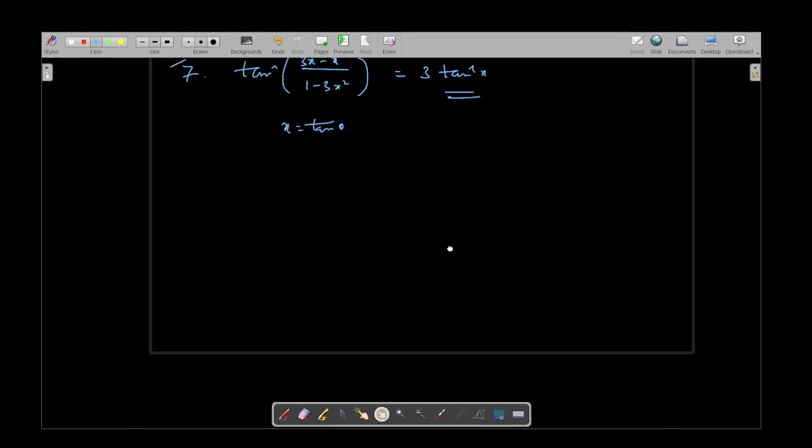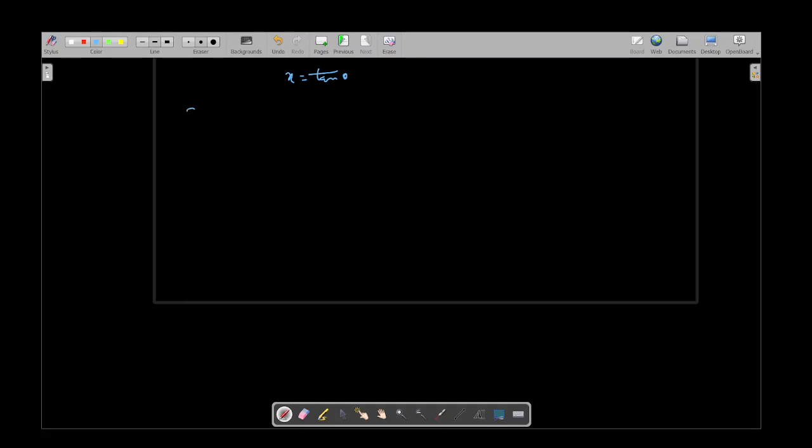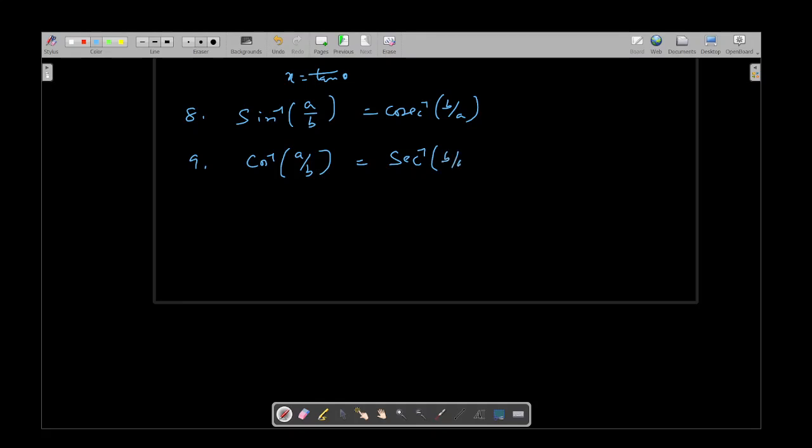In the next videos we can solve some problems. Before we go to that, I want to take a few more formulas, which is sine inverse of a by b is cosecant inverse of b by a, and cos inverse of a by b is secant inverse of b by a. Finally we have tan inverse of a by b is equal to cot inverse of b by a. So in the next video we will solve some of the problems on these formulas. Thanks for watching.